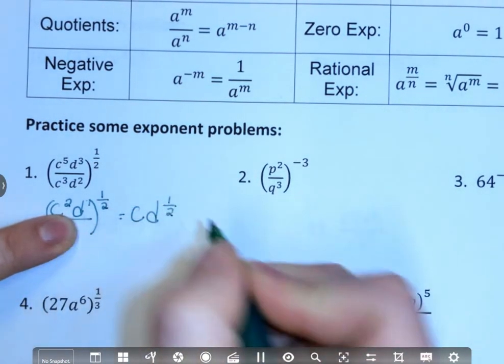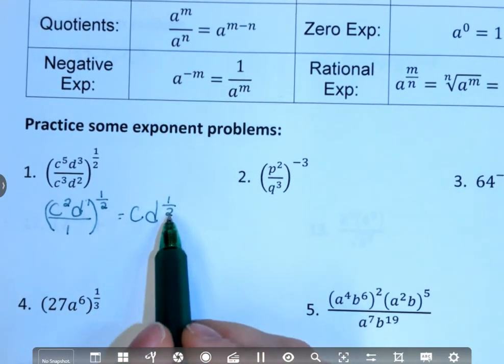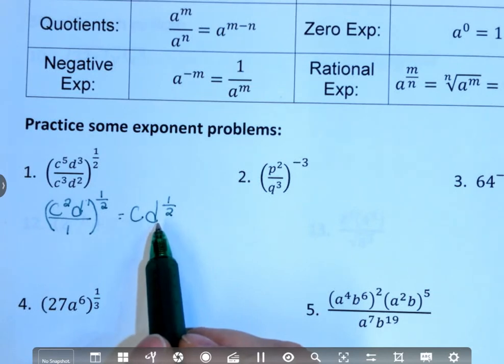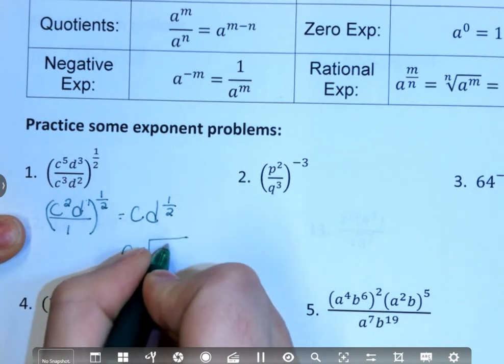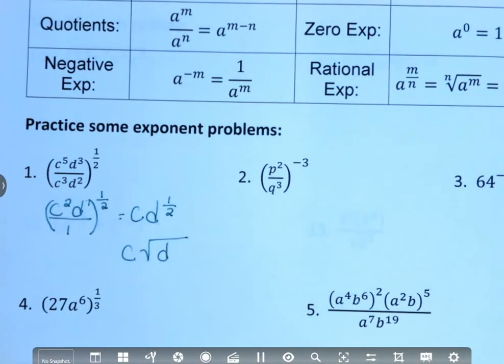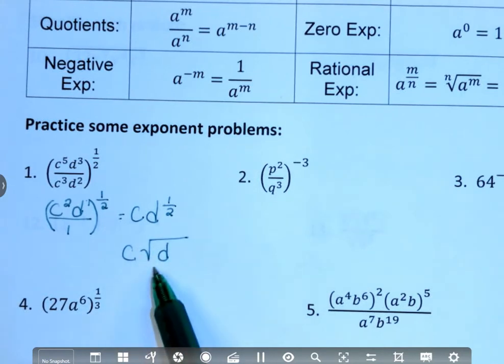And so you can either write your answer like that, or what is another way to write a fractional exponent? A root. That denominator ends up being the root. So that is the square root. Either one of those are perfectly fine. The only time I would ever get picky with this is if I wanted fractional exponents, that's the way that I'd like it. If I'd like it simplified using radicals, that's the way I want it.